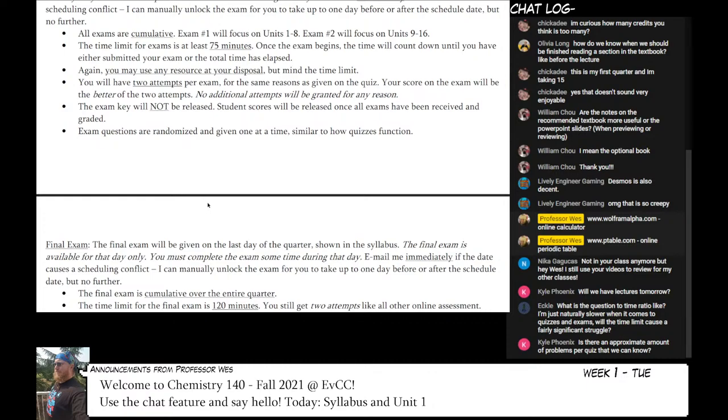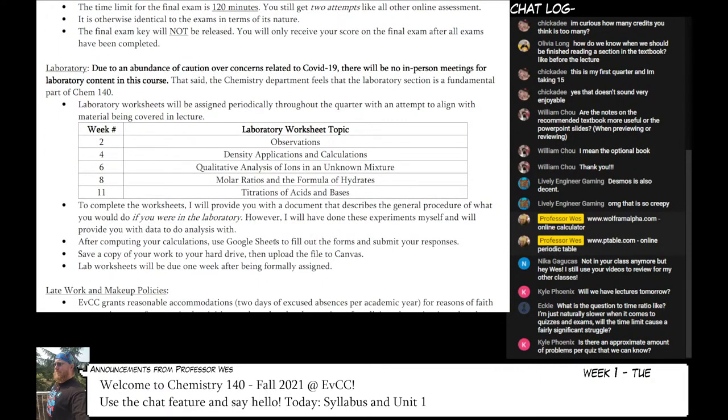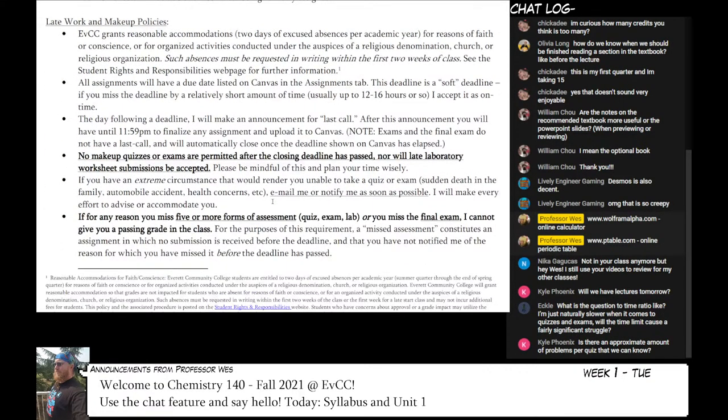So I look at the exams strictly to see, have you learned the material? If so, you get a good score. And then that's it. It's kind of like the SAT. You don't get to see your answers for the SAT. You just get a score, right? This is how that functions. And the final exam is the same way. We're going to talk about the lab next week.